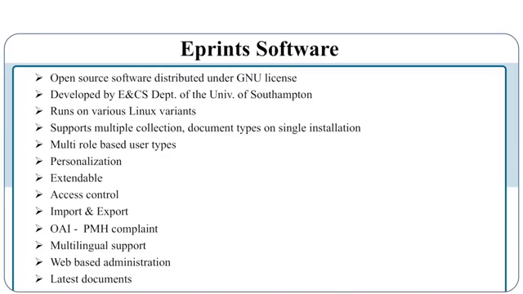ePrints is OAI-PMH compliant. It means you have a facility for cross repository search. It supports Unicode encoding, which facilitates multilingual content in your repository. ePrints supports web-based administration, which means the administrator can maintain the repository from anywhere in the world. You need to have internet connectivity, and it has various other features.